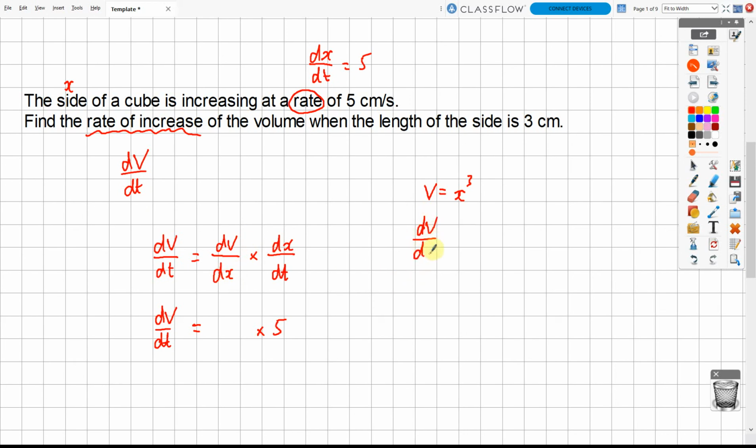dV by dx, very simple, equals 3x squared. So I can take this and I can substitute it in there. dV by dt is 15x squared.